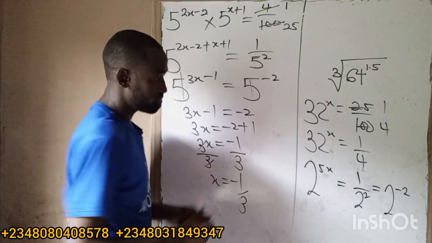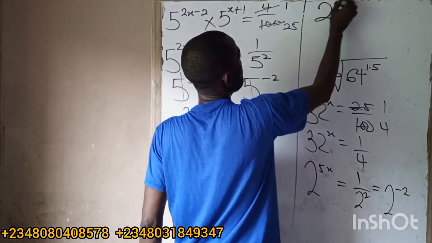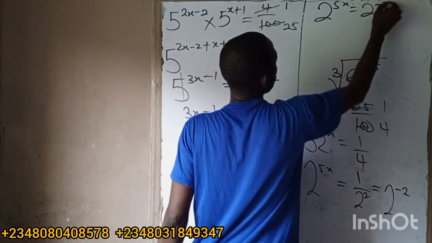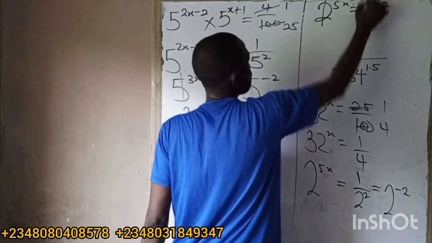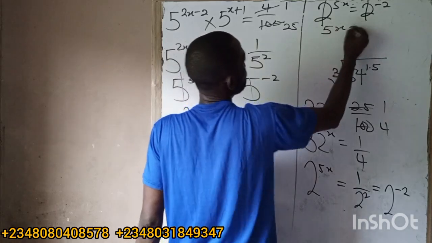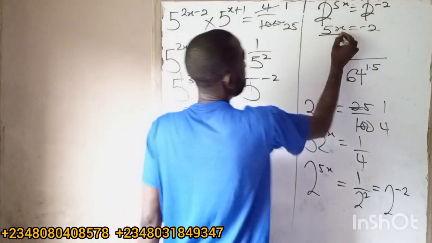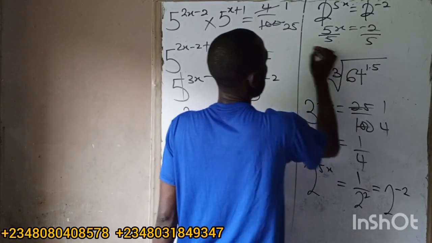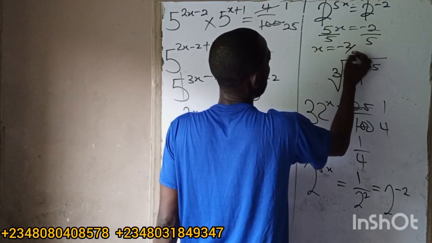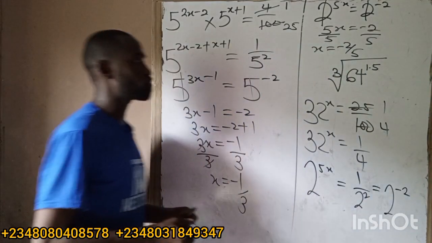So here, we're having 2 raised to power 5x is equal to 2 raised to power minus 2. So what next? The 2 will cancel out. Now 5x is equal to minus 2. The next thing is to divide both sides by 5. So x is equal to minus 2 over 5. So let us solve the last one.